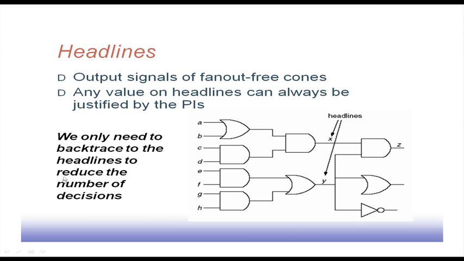So as I was telling, headlines are the output signals of fan-out free cones, like in this particular circuit. This point x is a headline, point y is also a headline, because they are the outputs of these fan-out free cones. x's cone consists of the nodes A, B, C and D primary inputs, and y's cone consists of E, F, G and H. So this is a fan-out free cone, and there we have got the headline.